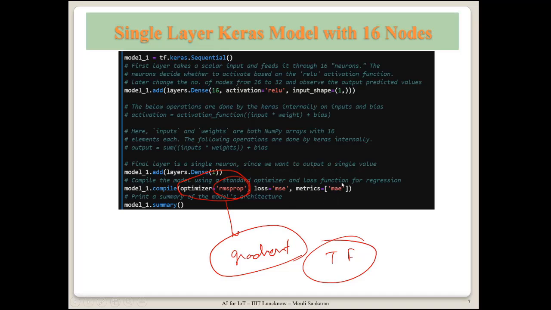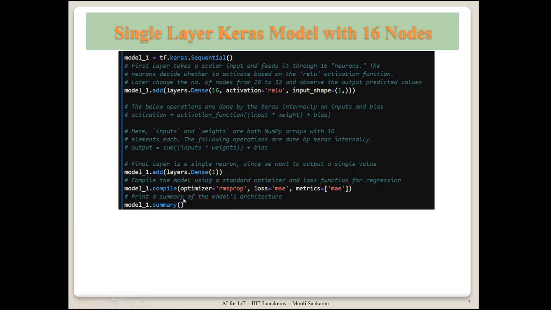And metrics is something you can use for studying your network, whether it is behaving properly, when you want to debug it. For metrics we are using the MAE, not MSE. And then summary is going to give you how many nodes and configurable parameters there are after you build everything, because you already mentioned the activation function, input shape, everything.